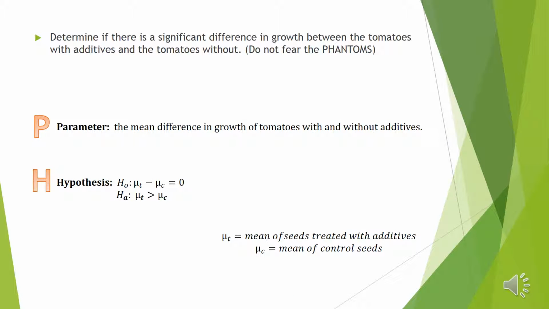We are asked to determine if there is a significant difference in growth between the tomatoes with additives and the tomatoes without. So our parameter is the mean difference in growth of tomatoes with and without additives.